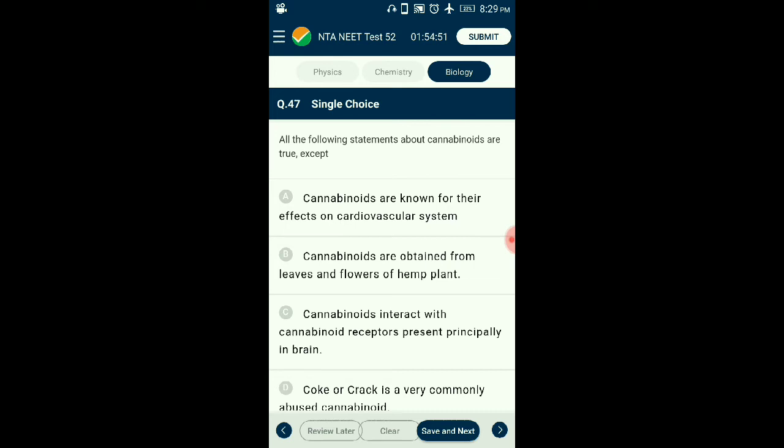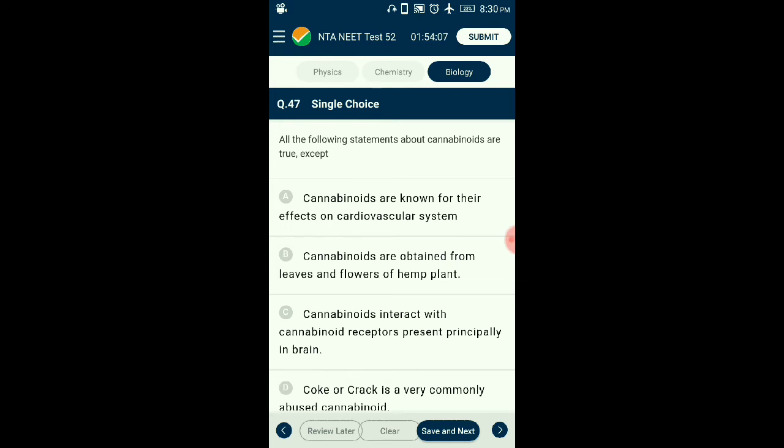Question number 47. All the following statements about cannabinoids are true except. The most commonly abused drugs are opioids, cannabinoids and coca alkaloids. These substances have an addictive nature and are dependence forming. Cannabinoids are the group of chemicals interacting with cannabinoid receptors in the brain. They are obtained from the plant Cannabis sativa, also known as the hemp plant. Most intake is either oral or inhalation, and they have effects on the cardiovascular system of the body.